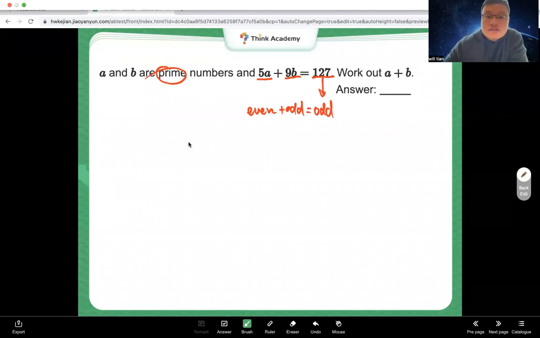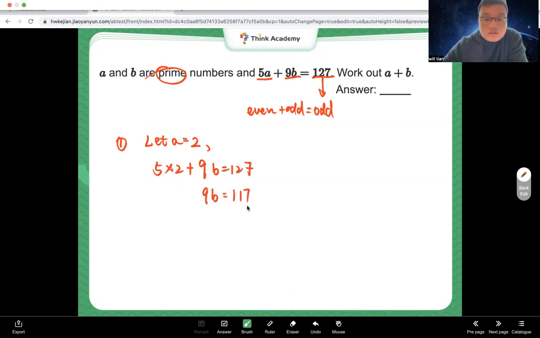So let's have a try, because so far we never know which one is 2. So you can just let A, so type 1, or case 1, let A equals 2, and see, can we figure out B is also a prime number? If B is also a prime number, then we can solve the question. If A is 2, that will be 5 times 2 plus 9 times B equals 127. That will be 9 times B equals 117.